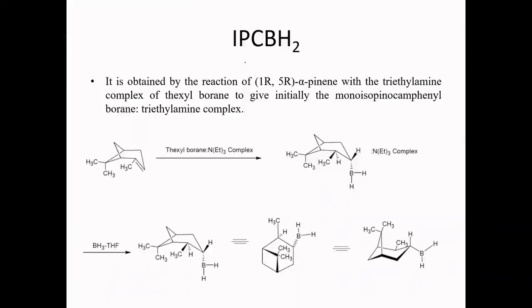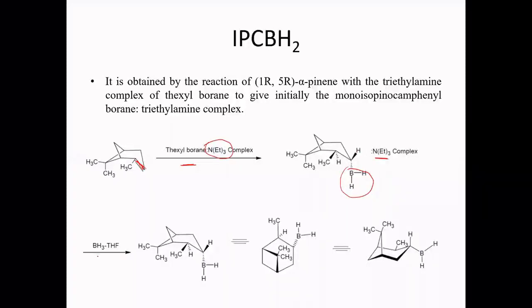This is also IPC, isopinocampheyl reagent, but this is mono. That means here we have used only a single one, and here simple BH3 is used for the reduction of this double bond. So we have started again with 1R 5R alpha pinene, and the reduction is going to take place, giving me this reagent, which further reacts with BH3. After reduction, this is my boron complex, and this remaining part is your triethylamine. Again, they are in complex form.